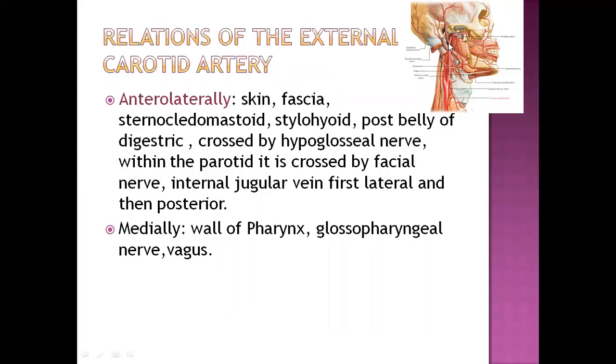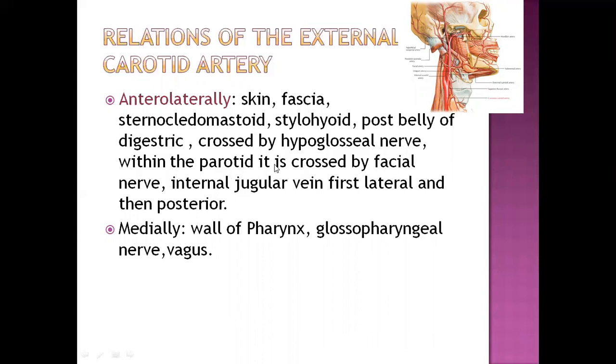It enters into the substance of the parotid gland at the level of the neck of the mandible. It divides into the maxillary artery and the superficial temporal artery. In the substance of the parotid, it is also crossed by the branches of the facial nerve. Then it divides at the level of the neck of the mandible into the superficial temporal and the maxillary artery. It divides behind the sternocleidomastoid, the posterior belly of digastric and the stylohyoid muscle.